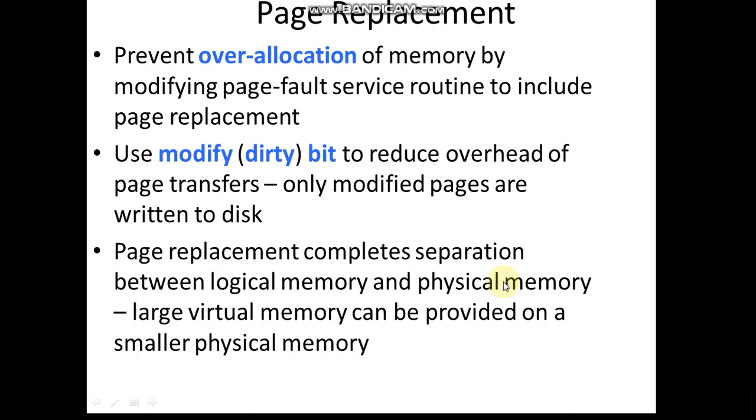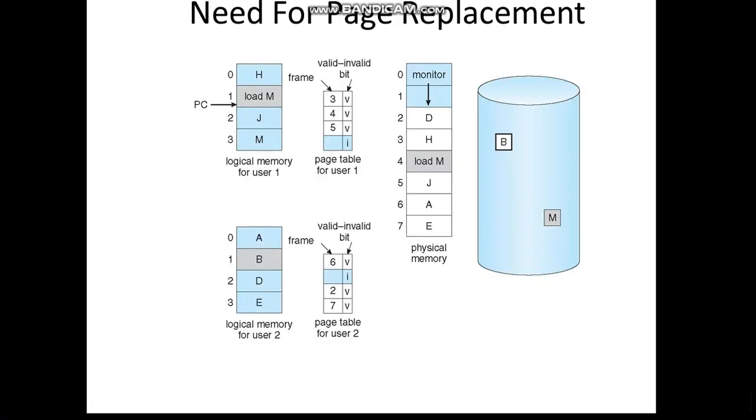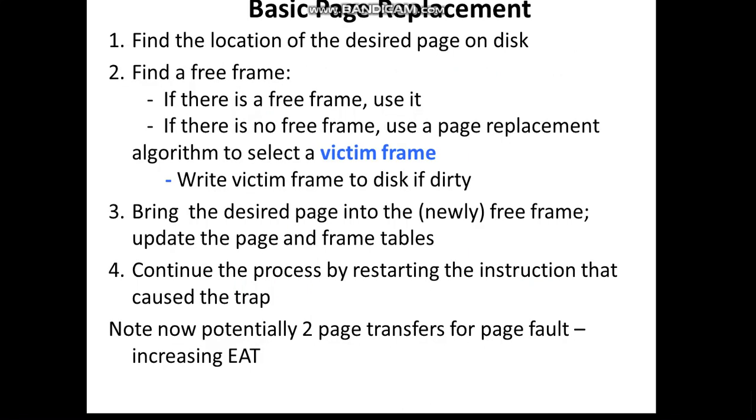For this we make use of something called page replacement, which prevents over-allocation of memory by modifying the page fault service routine. We use a modify bit or dirty bit to reduce the overhead of page transfer. Only modified pages are written to the disk. Page replacement completes the separation between logical and physical memory. Larger virtual memory can be provided on a smaller physical memory. In the next class we will see a few of the page replacement algorithms. Before that I will discuss some terminologies used in basic page replacement.